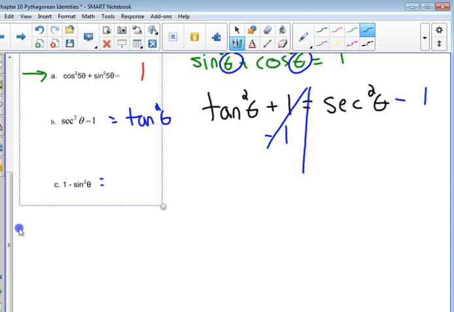All right, so here's your next one. You have 1 minus sine squared. Take a look through your identities and pick out which one's got a 1 and a sine squared in it. Write that one down. You can go back to your cover if you need to, and find out which one's got a 1 and a sine squared.